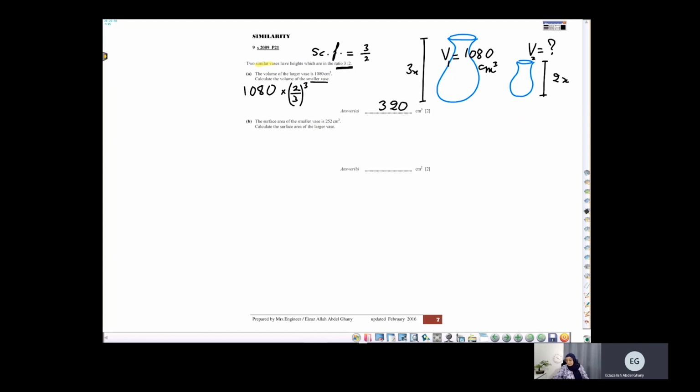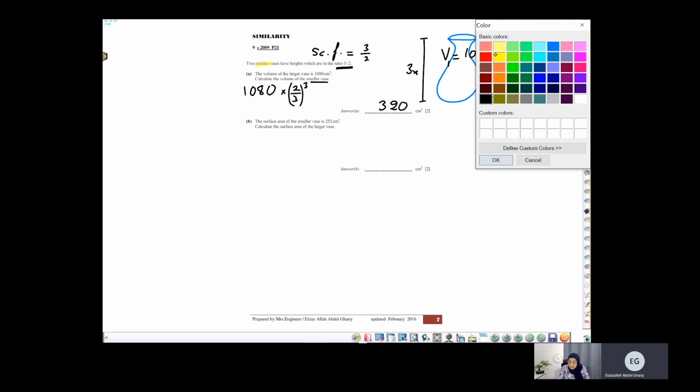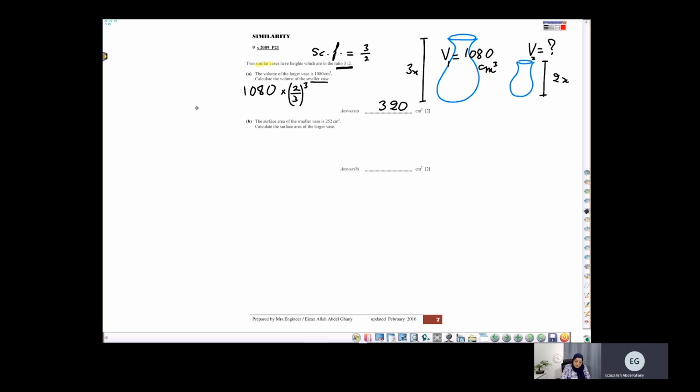We have another rule and another song we sang before, that if you need to find the volume of the smaller one, volume small equals volume big, you want to make it smaller, divided by scale factor but cubed. You will get the same result, because simply if you divide by a fraction, you multiply by its reciprocal, which gives the same result. Okay, next question is dealing with the same vases.